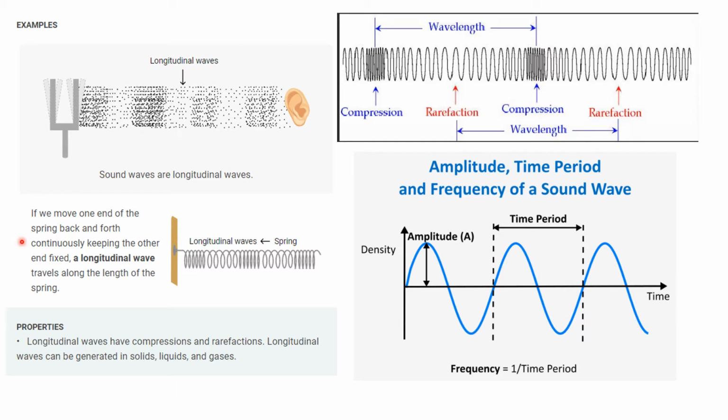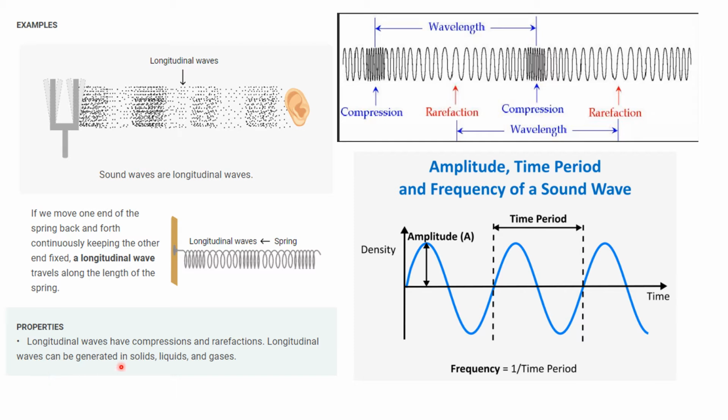If we move one end of a spring back and forth, continuously keeping the other end fixed, a longitudinal wave travels the length of the spring. And so you can see it gets tied together, far apart, tied together, far apart. Again, the wave moves along the spring, not the particles themselves. Longitudinal waves have compressions, that's where they get compressed together, and rarefactions, that's where they spread apart.